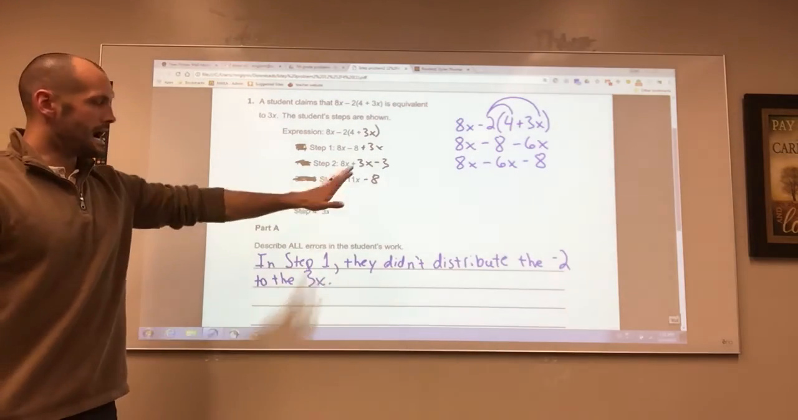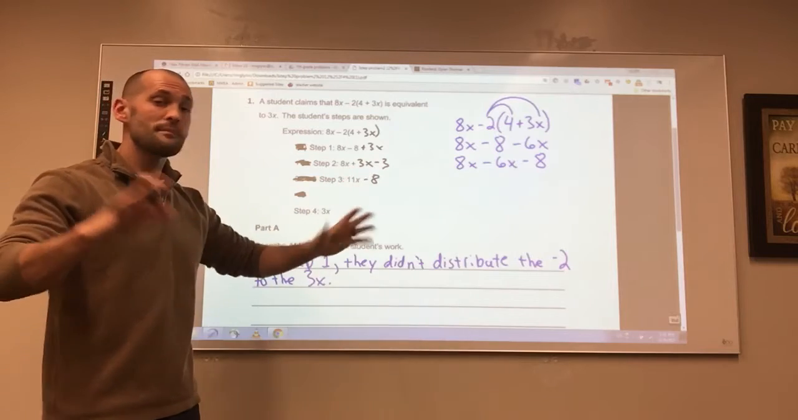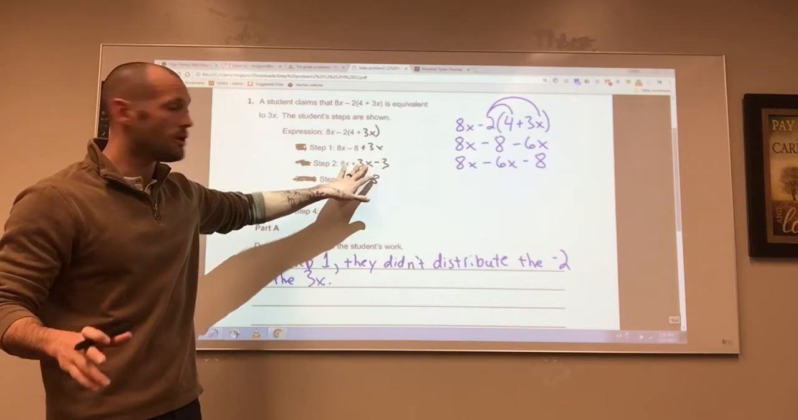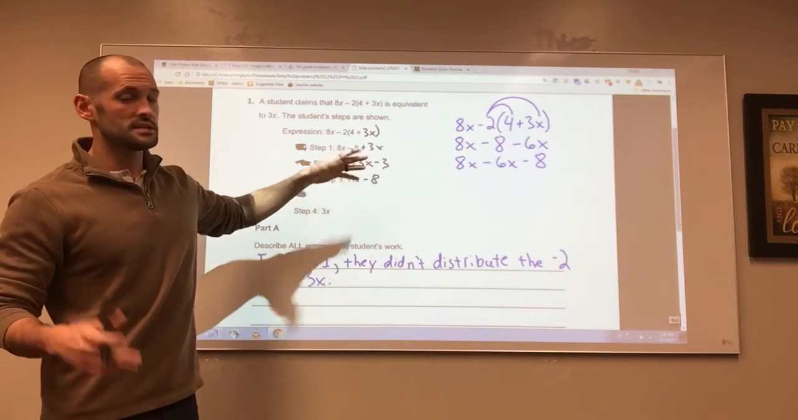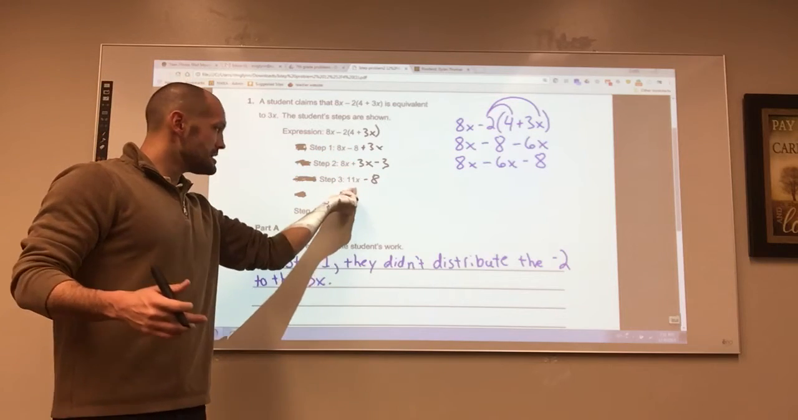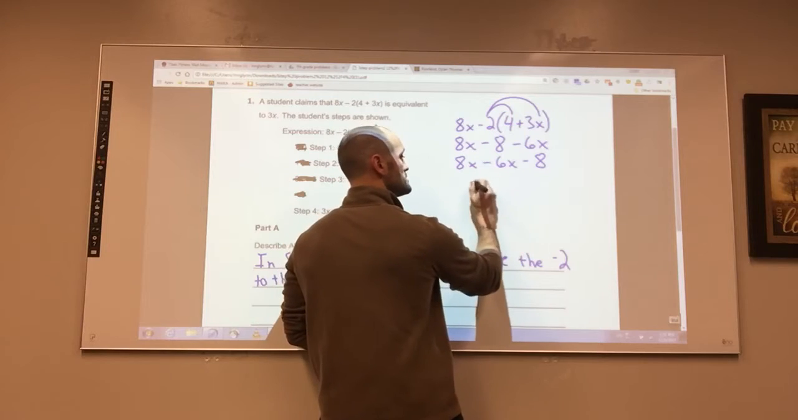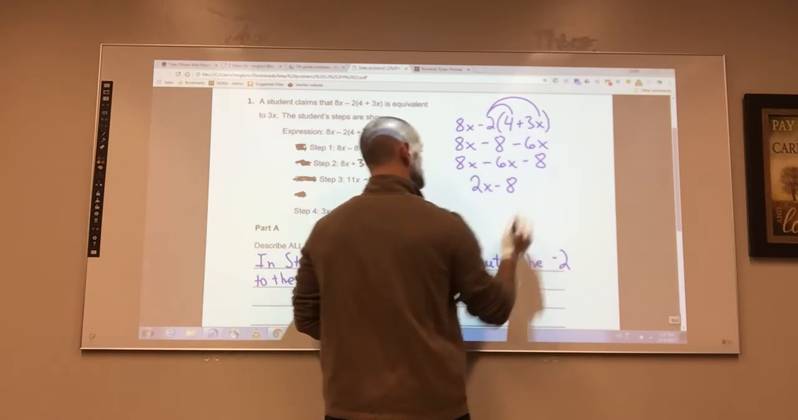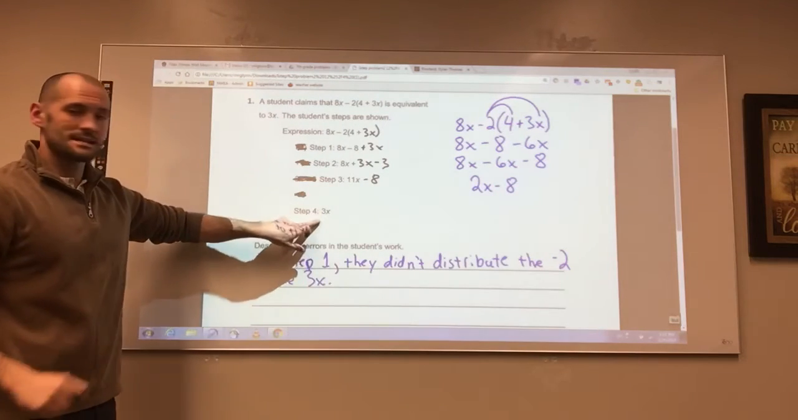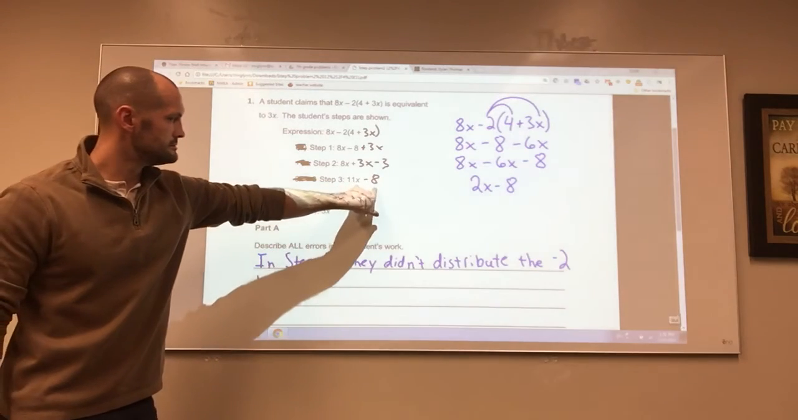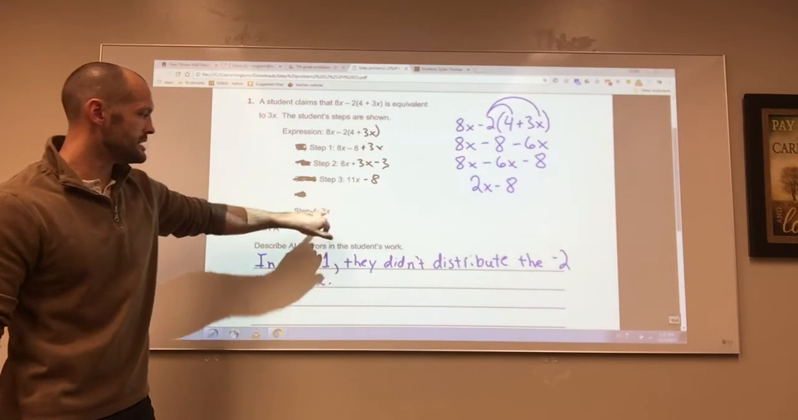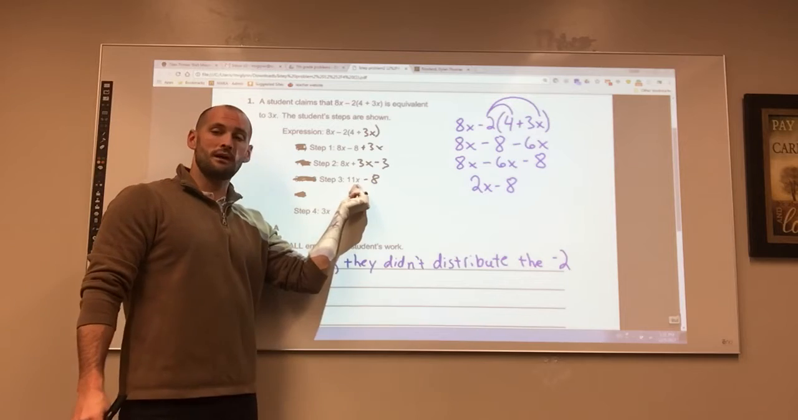All right, now I agree that it shouldn't be 3x, but you understand they're not making any mistakes past this so far. They moved that correctly. They haven't done anything mathematically wrong. And then they added, and we're going to do the same. 8x with a negative 6x gives me 2x minus 8. But look what they did last. Ruh-roh. How do you get 11x and a negative 8 to make 3x? They thought you can combine these.